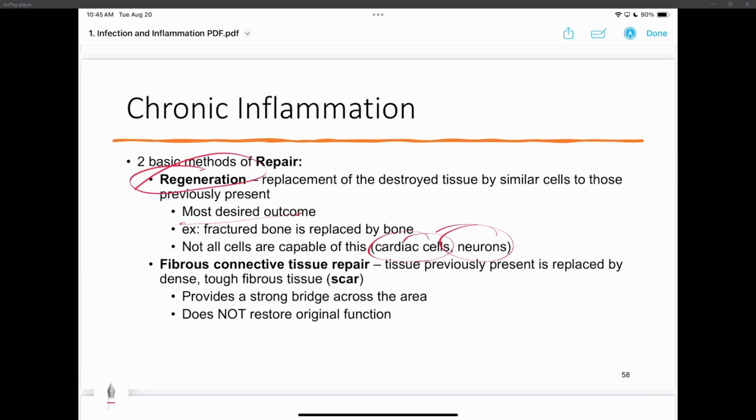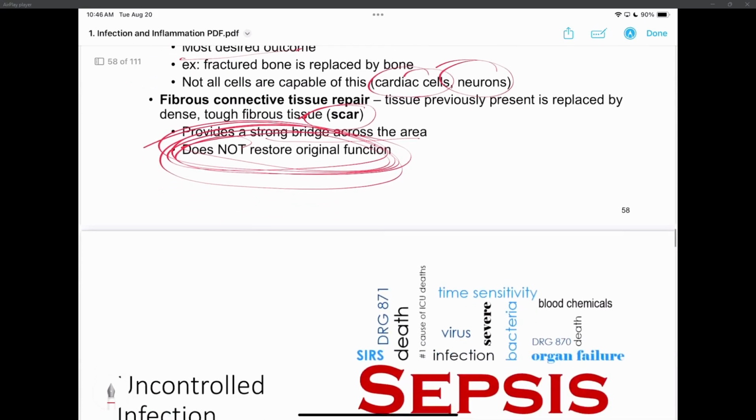The other way is fibrous connective tissue repair. So fibrous scarring, okay, a strong bridge across the area, but it does not restore original function. So when you have a scar, again, if you have a heart attack and you have scarring of your heart, that part of the heart muscle is not going to work anymore. Therefore, your contractility is now affected because you've lost muscle mass of the heart. We'll talk about contractility again on Friday. We'll bring all that back. So this is what happens with chronic inflammation. It goes back to normal or not.